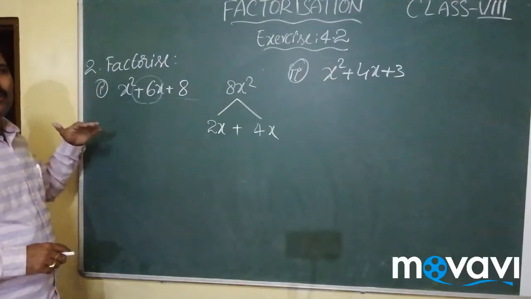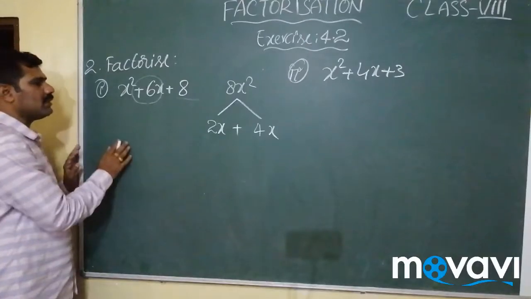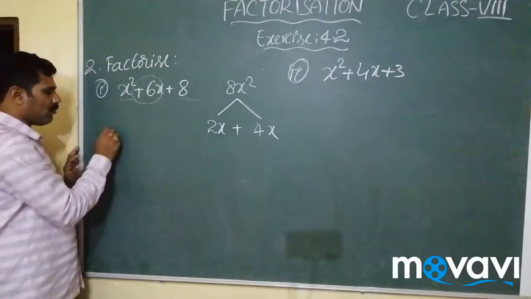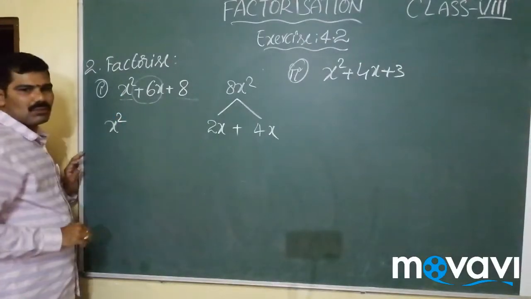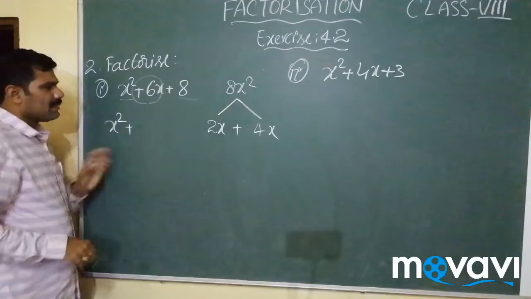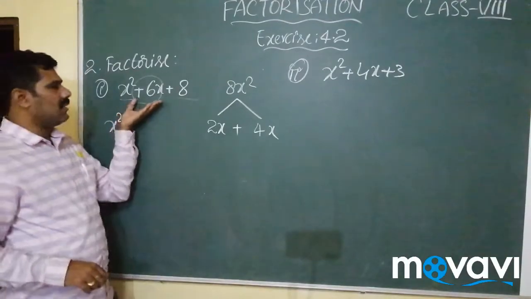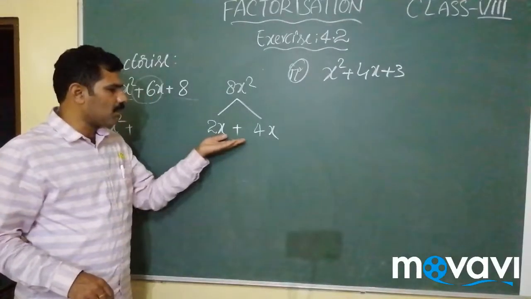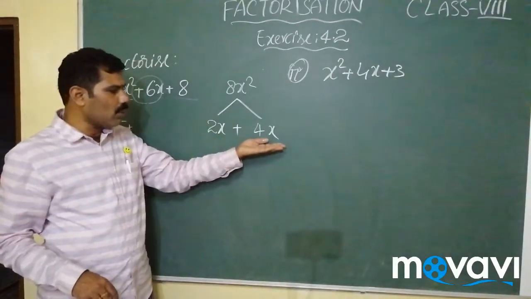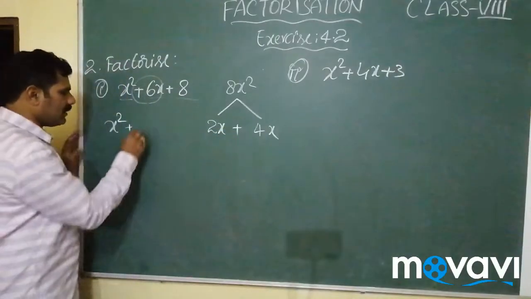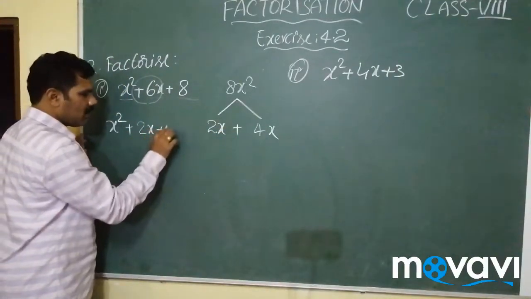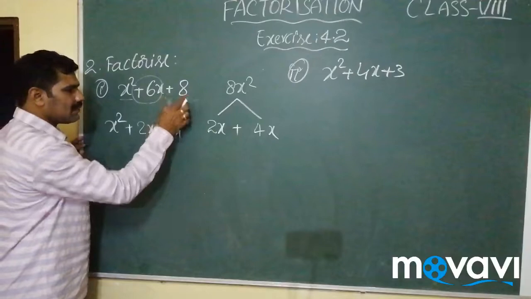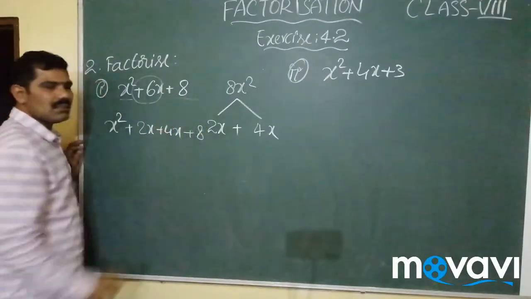And now coming to second step, what exactly we have to do is, here as it is we have to write first term, that is x square, plus second term is 6x, that is the middle term. We can write this 6x as 2x plus 4x. So now I am going to write this as it is here, that is 2x plus 4x, and last term as it is plus 8.